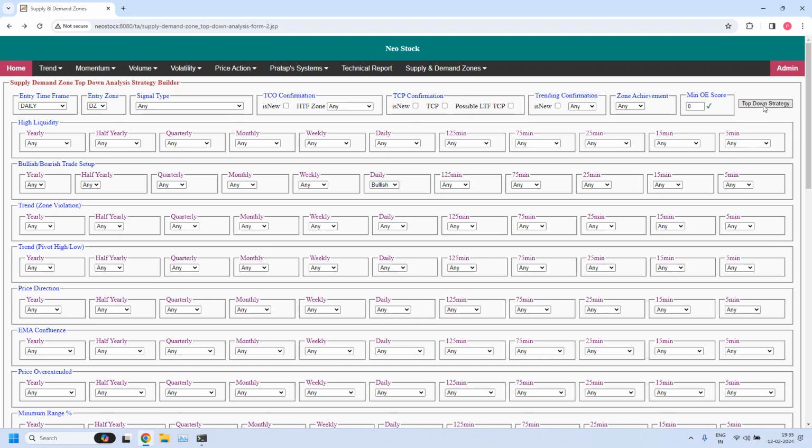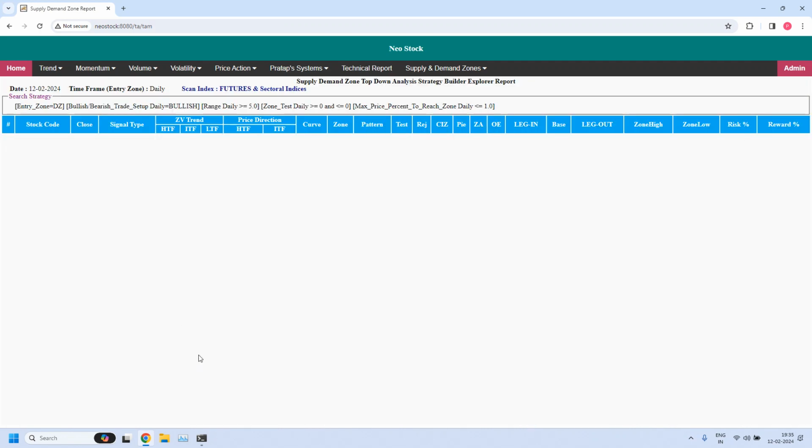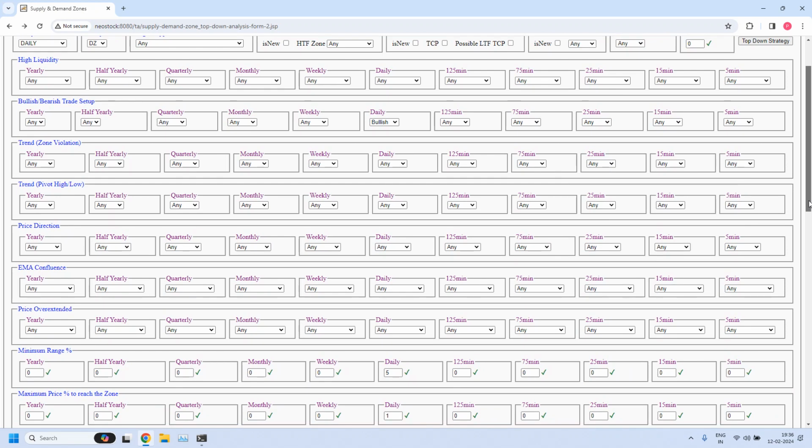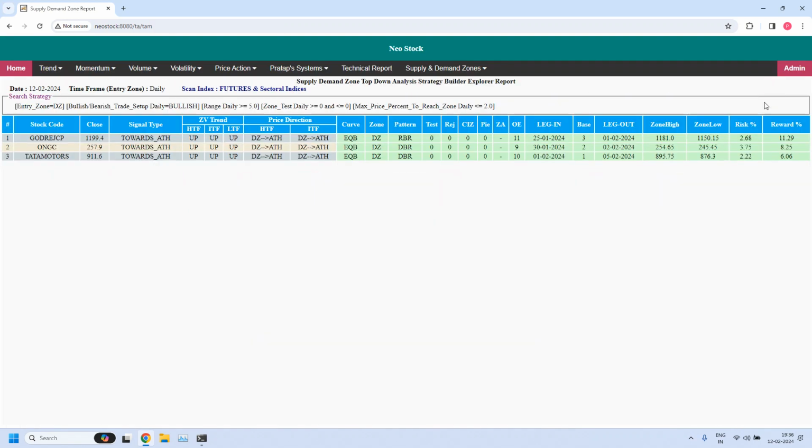So let us check if any stocks are there. There are no stocks within the 1% level. Because there are none at 1%, let us select the 2% level. So here I am changing the value from 1% to 2%. Now 3 stocks are filtered. But all these 3 stocks are at all-time high demand zones, and they are all supporting a bullish trade setup.